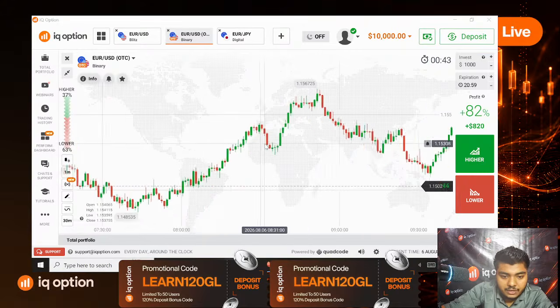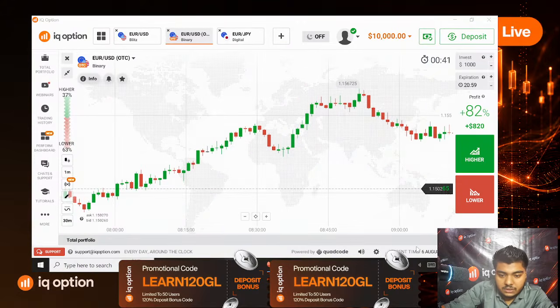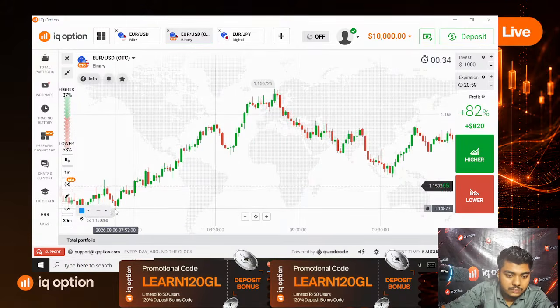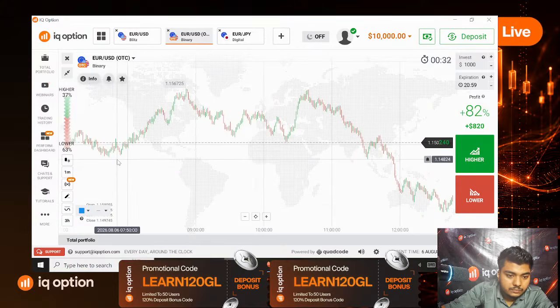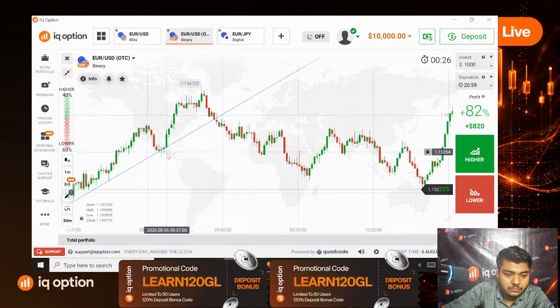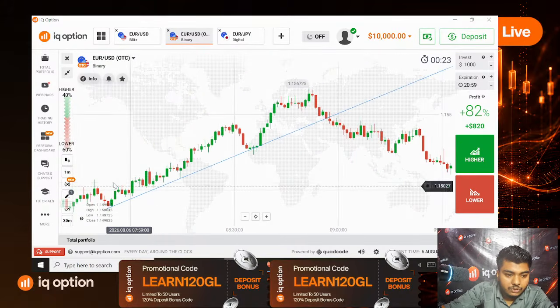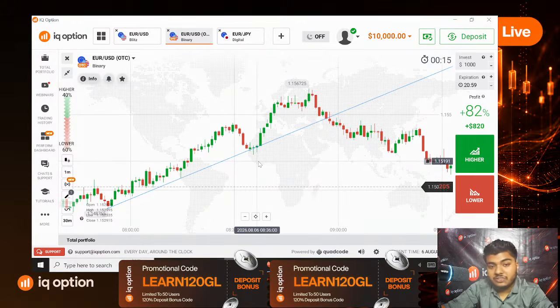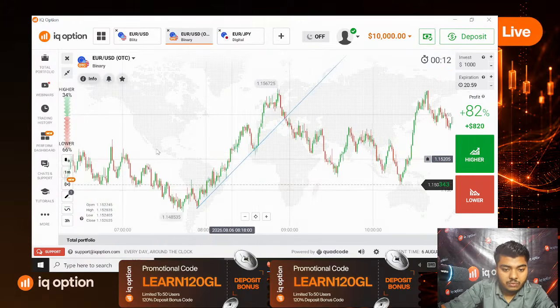If I zoom in here, let's draw with the IQ Option trend line tool. We draw our trend line from here to here. We draw it simply, and the market naturally comes to our trend line and gives us the position we already talked about in our trend line class. If you missed that one, watch it.